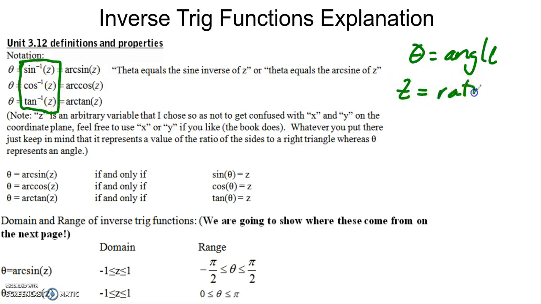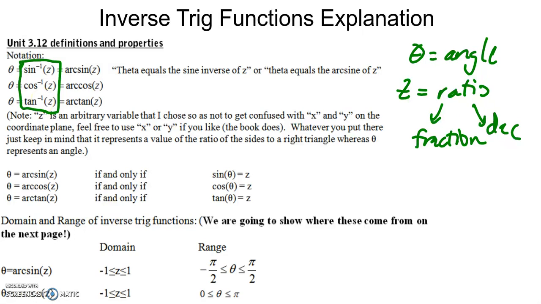Z always stands for a ratio, which again, remember that a ratio is a lot of times written as a fraction, but a fraction can also be written as a decimal. So if you see a fraction or a decimal, either of them could be considered a ratio. And also remember that if you plug in a ratio into a function, you get out an angle. If you plug an angle in, you get out a ratio.